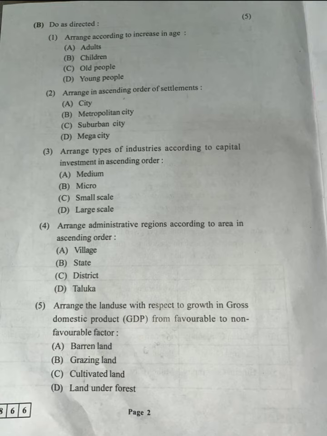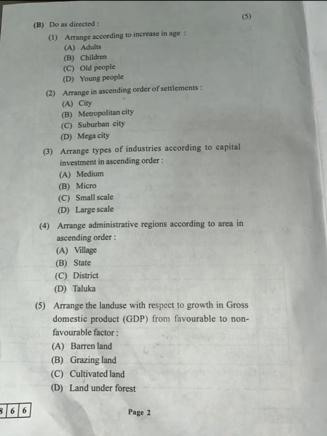Next is question 2, arrange in ascending order of settlements. So 4 settlements are given and you have to arrange them in ascending order. The smallest settlement will be considered as suburban area. After that city will be the next one. At the third position will be metropolitan city, and at the fourth position it will be mega city. I repeat once again, first will be suburban, then city, then metropolitan city, and then mega city.